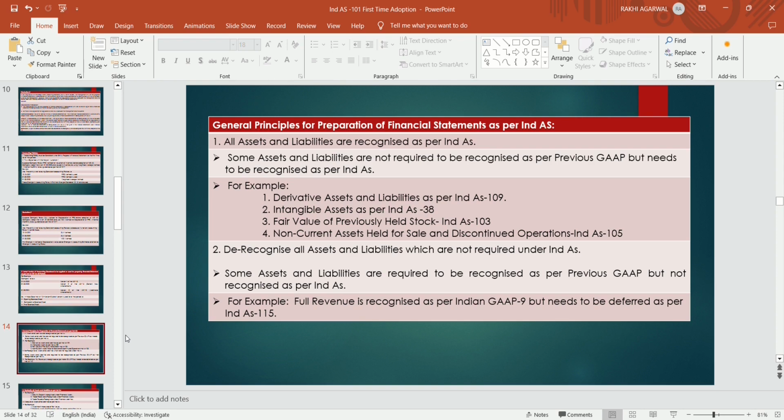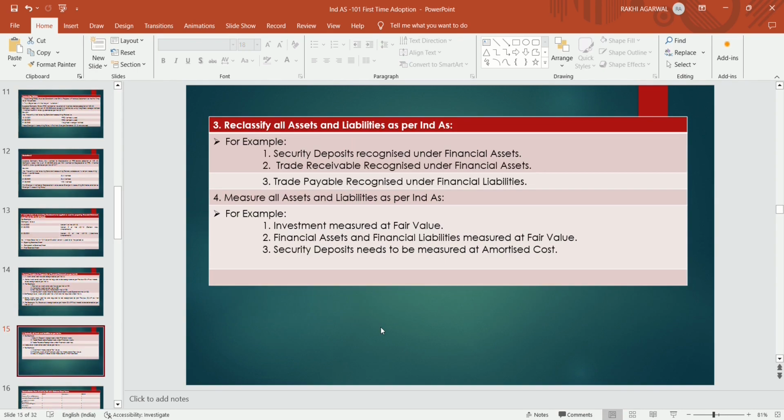Because in Indian GAAP, there is Accounting Standard 9, which says that full revenue is recognized. But Ind AS 115 says that deferred revenue is recognized. So some assets and liabilities are recognized as per previous GAAP fully, but not as per Ind AS. Now, reclassification of assets and liabilities as per Ind AS.